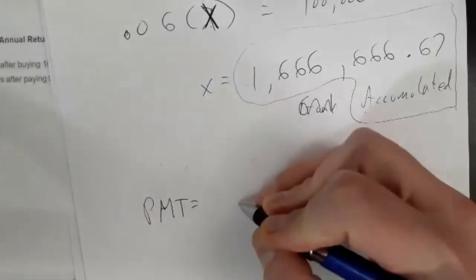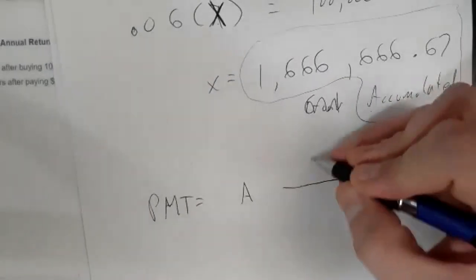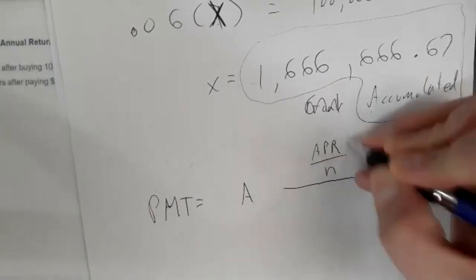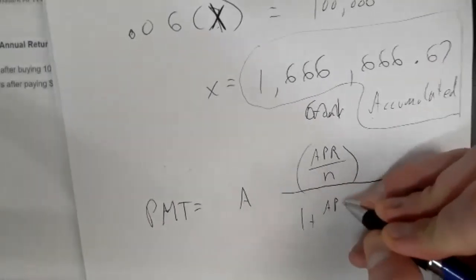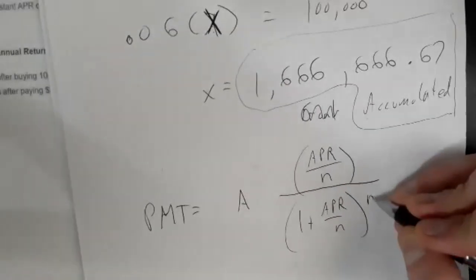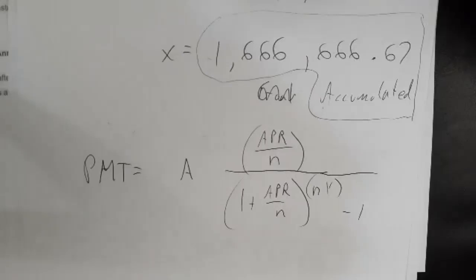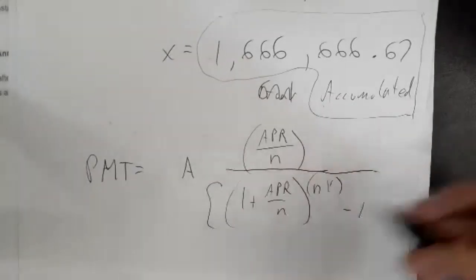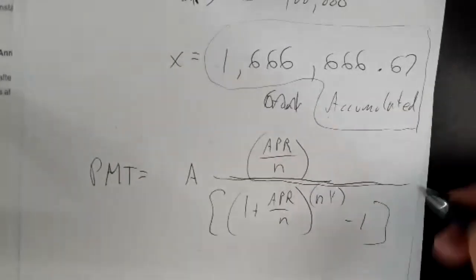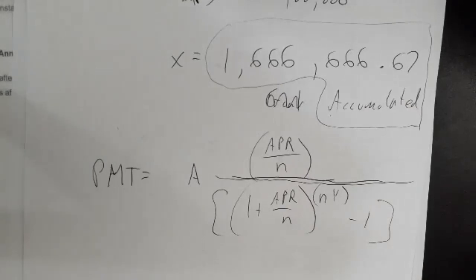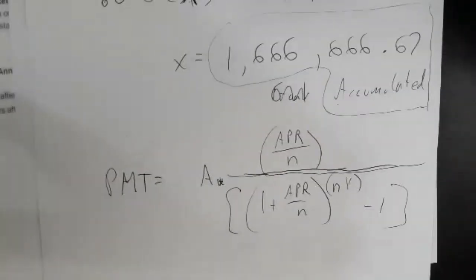So our payment is equal to the accumulated amount times some crazy fraction. What was it? APR, let's see if I remember it. APR over N, over 1 plus that thing to the NY minus 1. A few years in, and I think I finally might have these things in my brain. I don't know if that's a good thing or a bad thing, but they might be cemented in there by now. So there we go. I think that's the correct one. Let me double check: APR over N, over 1 plus APR over N to the NY minus 1. That's it, and we're multiplying this by that.